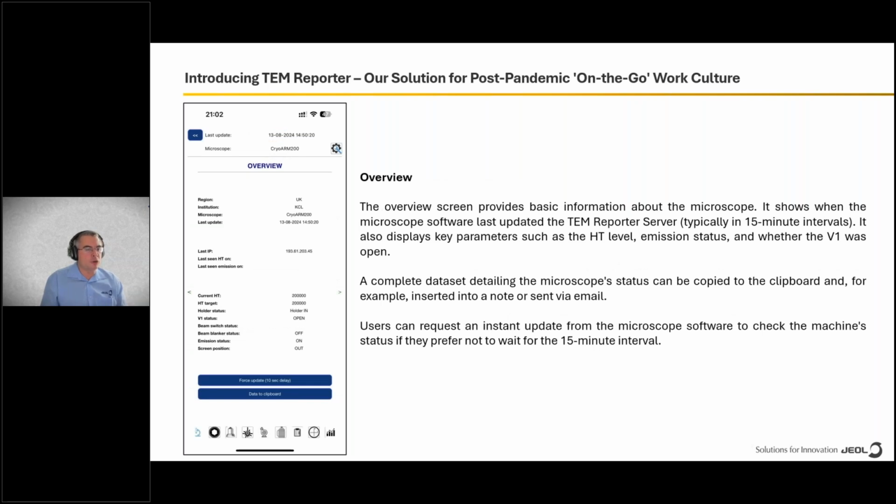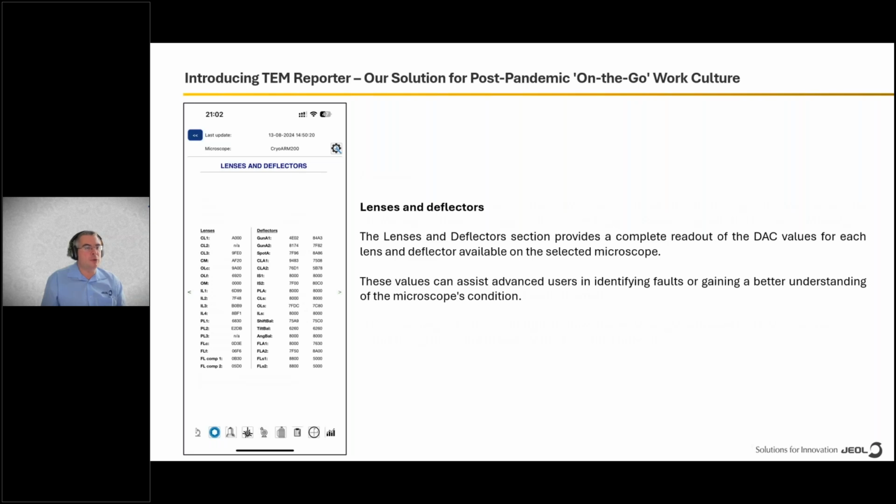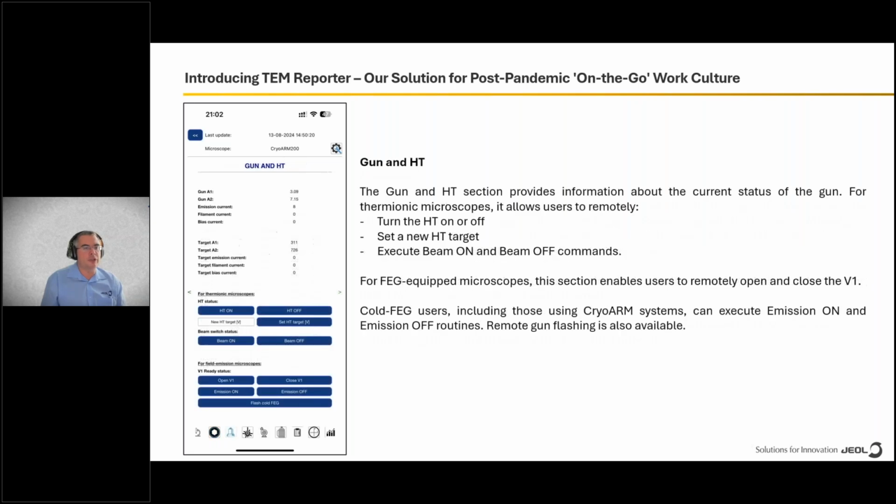And what TemReporter shows is the basic status of the microscope. So basically the HT, quite important for thermionic instruments and also important for FEGs, because if the HT is 0, you can probably guess that you've got a power cut at your facility. You've got information about lenses and deflectors. You've got information about the gun and the HT. So things like A1, A2, emission current, all of this is available.